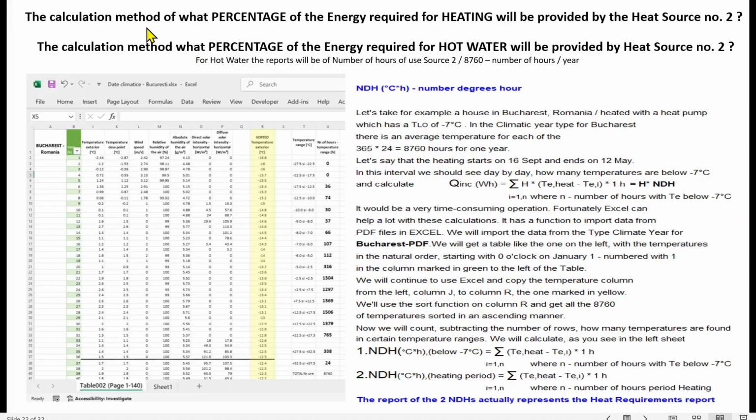Here's how the general calculation method looks for what percentage of the energy required for heating will be provided by heat source number 1 and number 2. Here is the calculation method for what percentage of the energy required for hot water will be provided by heat source number 2 and number 1. For heating, we will use the method of number of degree hours, and for hot water, we will use the method of number of hours used by source number 2 and number 1.